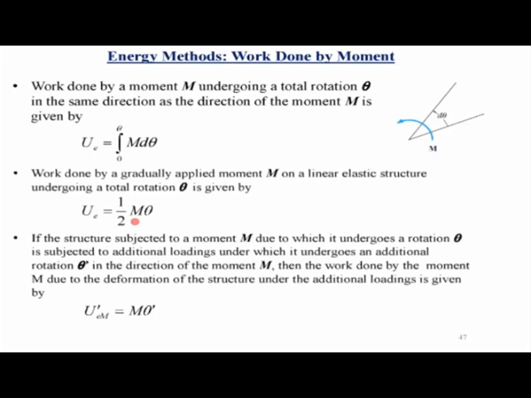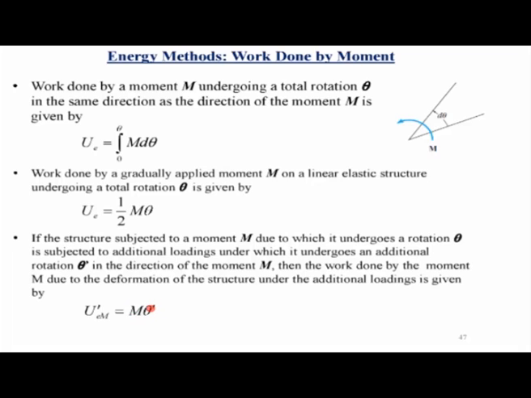Now similarly, if you have a system which has been subjected to a moment M and has undergone a rotation theta, and that system or structure is subjected to an additional moment M dash, due to which it undergoes an additional rotation theta dash, then the work done by the previously applied moment for that additional rotation theta dash will be, instead of half M theta dash, M into theta dash. So again, this concept will also be used in the principle of virtual work when we have to calculate rotation of structures.